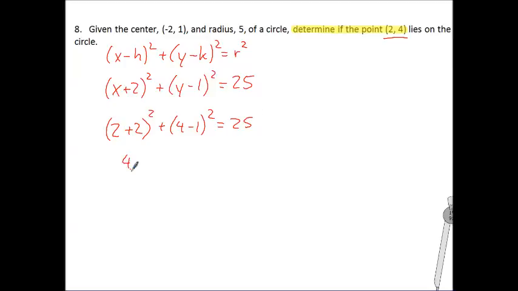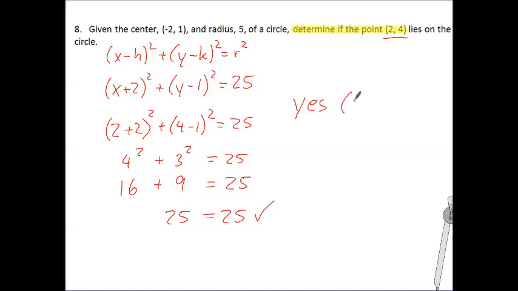2 plus 2 is 4, so we get 4 squared plus 4 minus 1 is 3. That's 3 squared, and that's supposed to be 25. 4 squared is 16, plus 3 squared is 9, and that's supposed to be equal to 25. And guess what? 16 plus 9 is equal to 25. Check. So yes, this point with the coordinates 2 and 4 does lie on the circle. Excellent work, you guys.